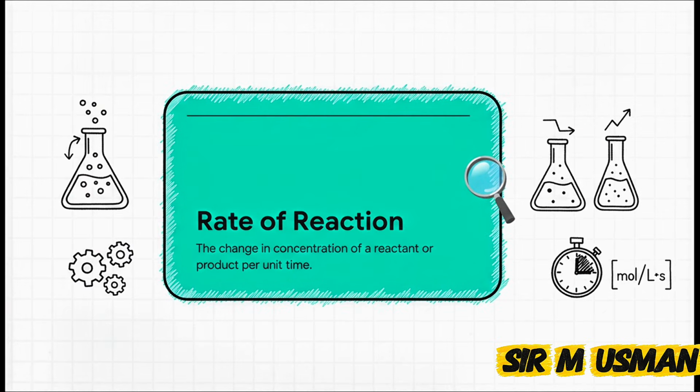So what is the rate we're measuring? Well, in chemistry, the rate of reaction is simply how much the concentration of a substance changes over a set amount of time. We can look at it in two ways. We can either watch our starting materials, the reactants, and measure how quickly they disappear, or we can watch our final substances, the products, and measure how quickly they appear. The formula says it all. It's the change in concentration divided by the change in time. It's just a precise way of asking how much stuff is changing every single second.